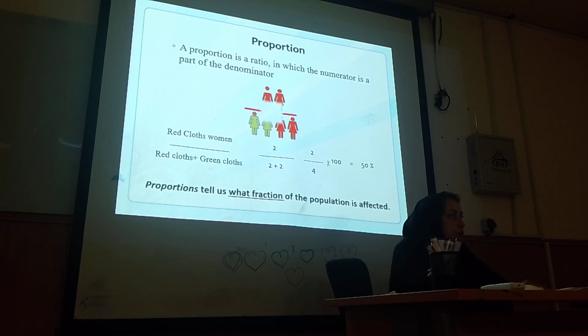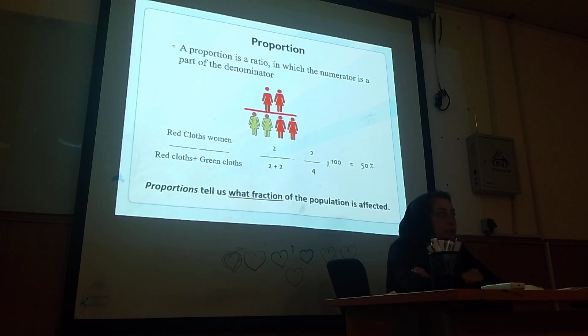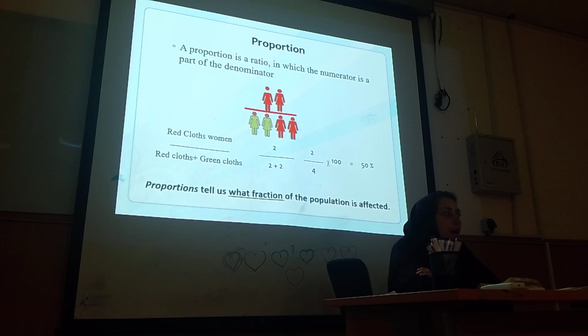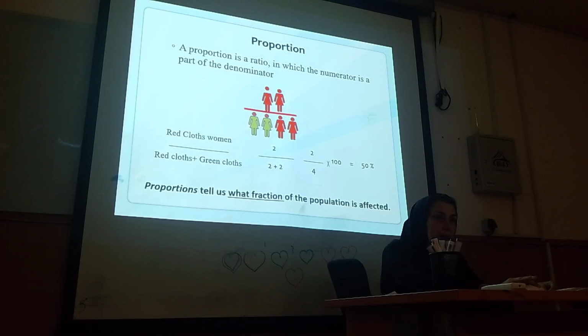What about proportion? I told you that if you divide, for example, the number of females in red clothes by all females, it is a kind of proportion. Why? Because the numerator is a subset of the denominator. It means that 50% of our females were in red.